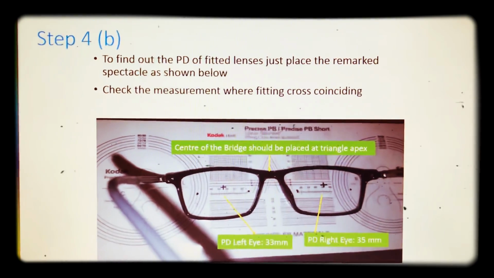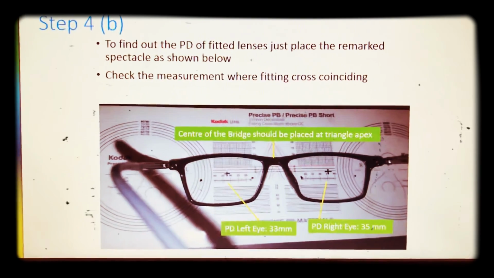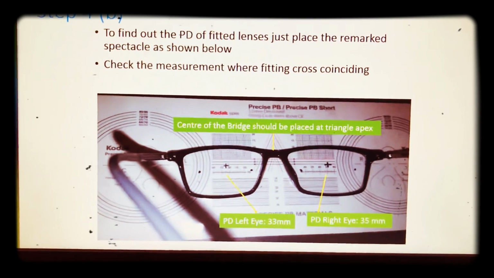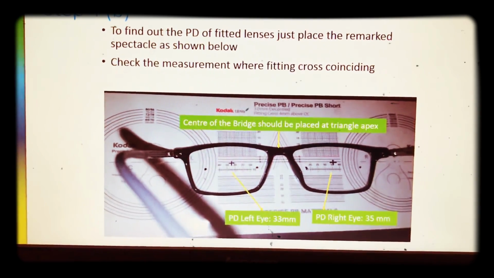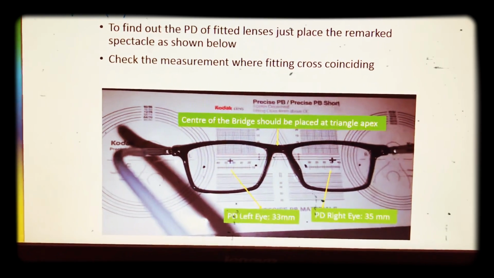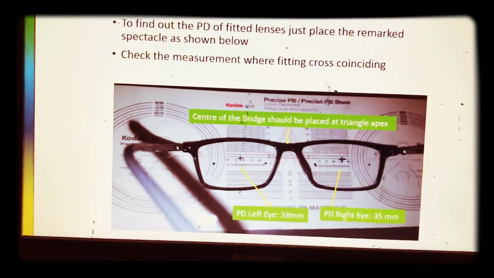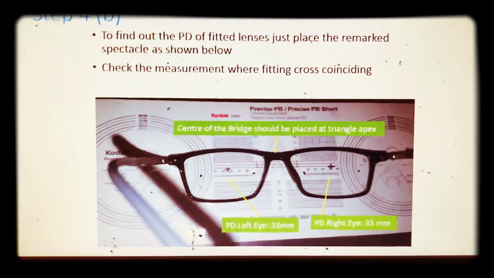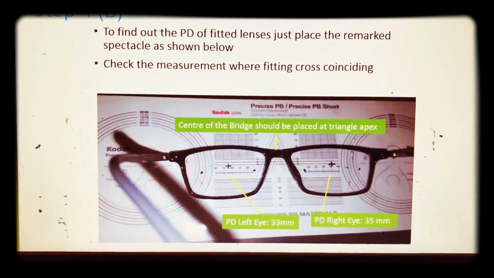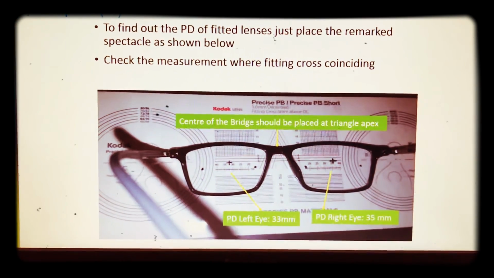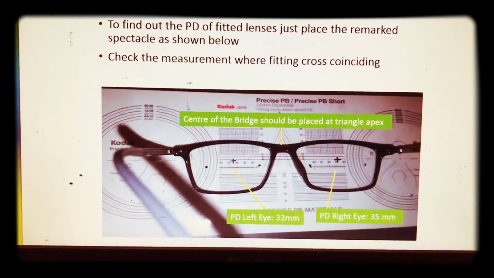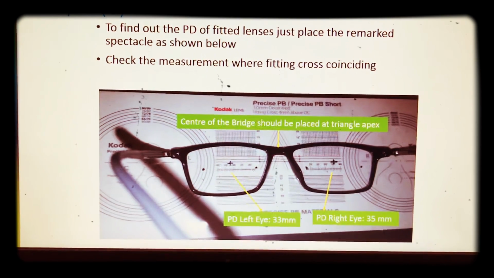You can also use the chart. If you see the chart, you have to hold the glasses and your bridge should be at the triangle tip, right? There are so many triangles, right? Your center of the bridge should be placed at the triangle apex. If you don't hold the spectacle in this way, you will not get the right PD, right?